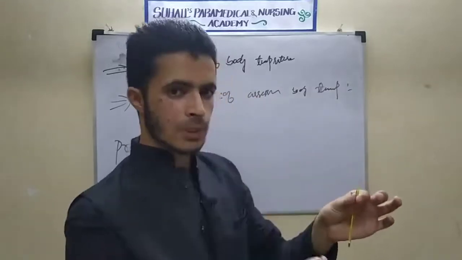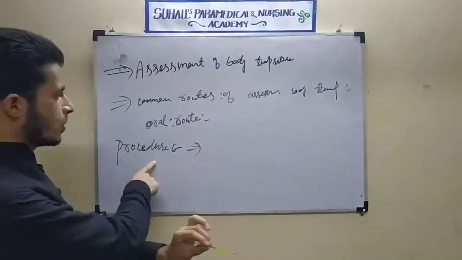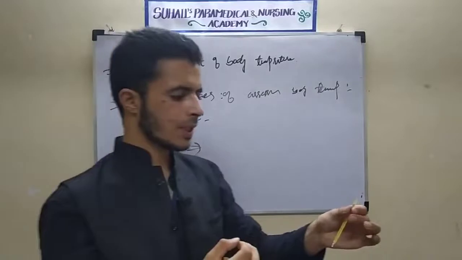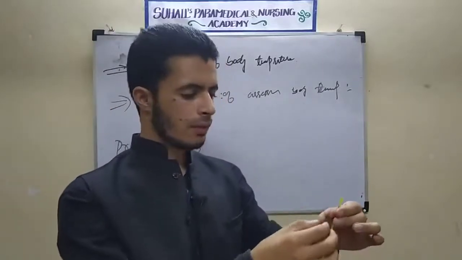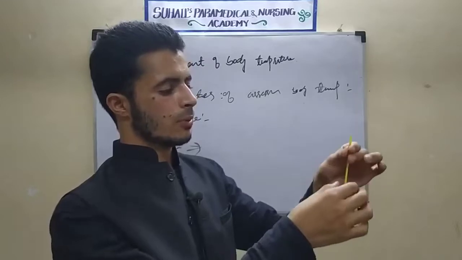Then after the procedure, I will keep this for 2 to 3 minutes in the oral cavity. After taking out, we should clean from where? From septum to bulb. Why are we cleaning from septum to bulb after the procedure?